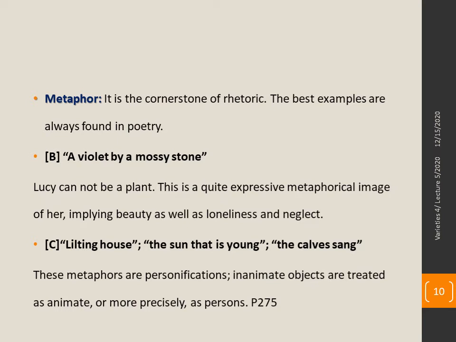Okay, now in this sentence, there is no use of "as" anywhere. So "a violet by a mossy stone" is a metaphor where we draw the analogy or the comparison without using "as" or "like."